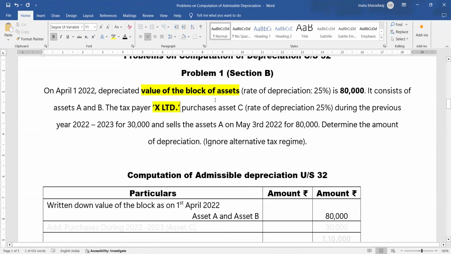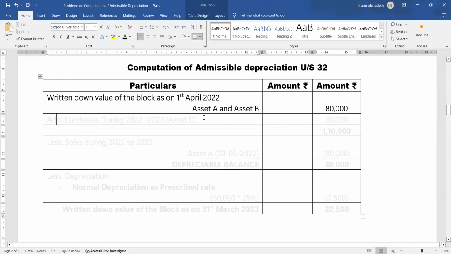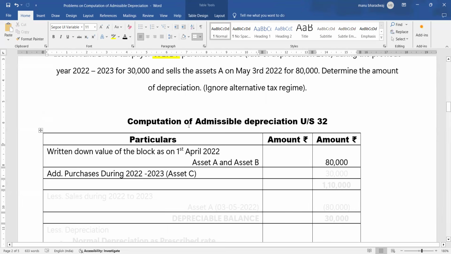Assessee X Limited purchases asset C. So here they are purchasing asset C. So I will write it here. Add. So purchases should be added. If purchases are made, we have to add them. Asset C has been purchased, so we are adding it.